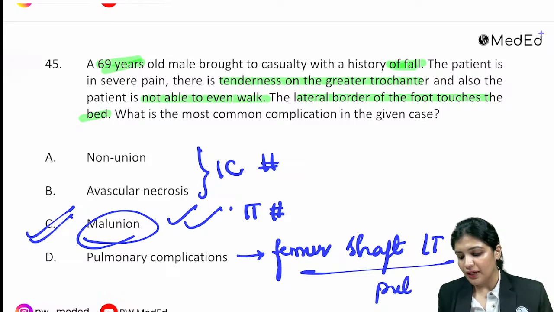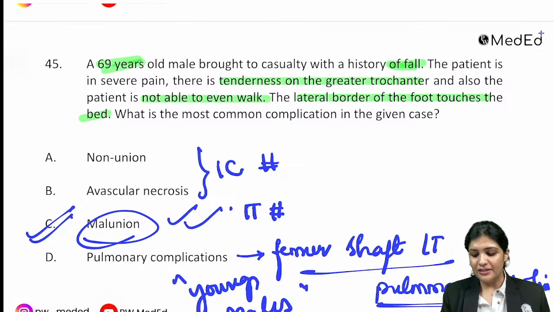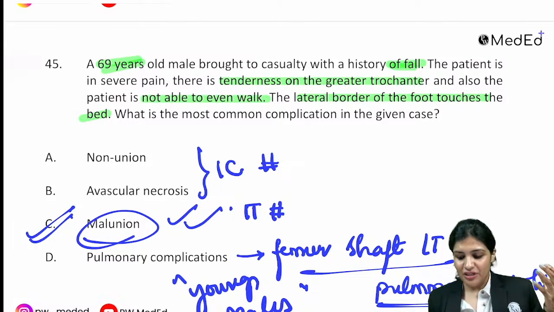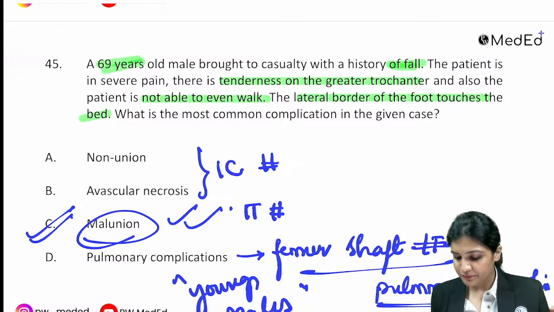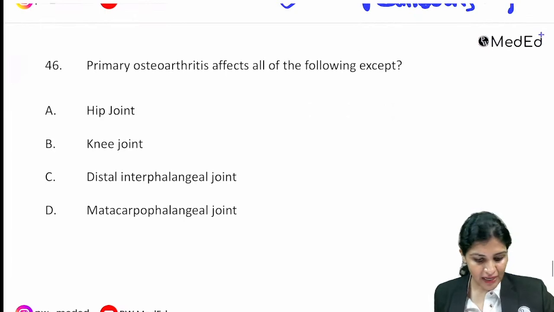So whenever they put any question on pulmonary embolism, you have to answer them with femur shaft fractures. It is most commonly seen with femur shaft fractures, and most commonly in young male patients. So young males with pulmonary complications, usually it is for your femur shaft fractures. Right, so that completes this question. Moving on to the next.